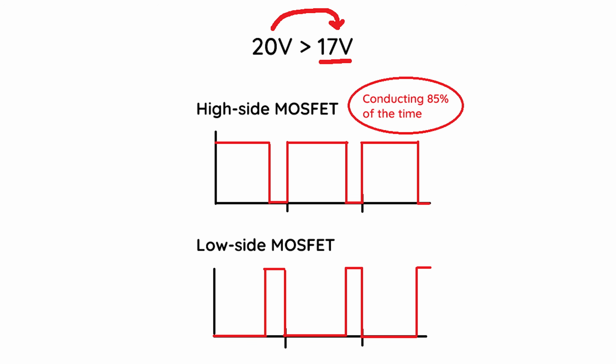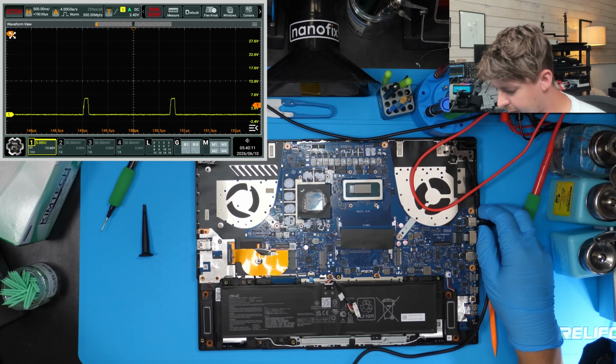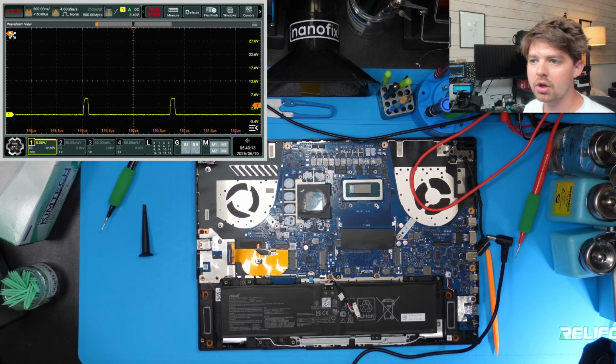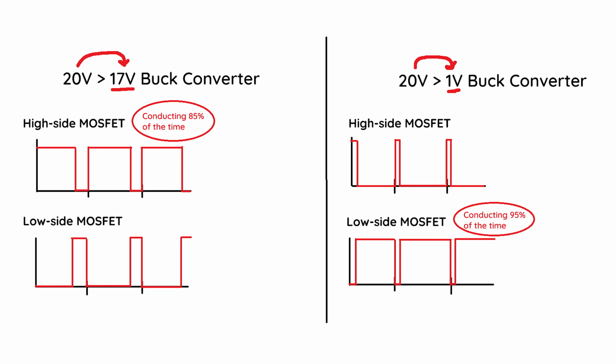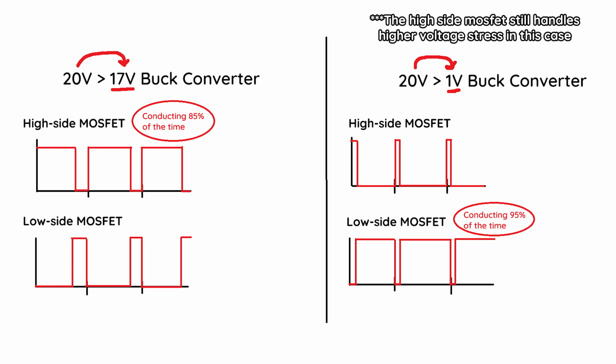So the high-side MOSFET is going to have to conduct a lot more often in this particular buck regulator than the low-side MOSFET. The low-side MOSFET is going to do a lot more work in a buck regulator where you're taking the voltage down significantly. For example, if you're going to go from 20 volts to 1 volt, then your low-side MOSFETs are going to be doing a lot more of the heavy lifting because they're going to be conducting longer than the high-side MOSFETs.